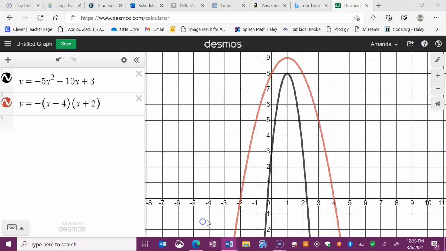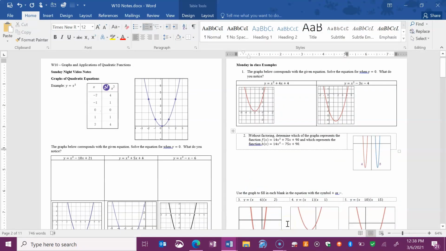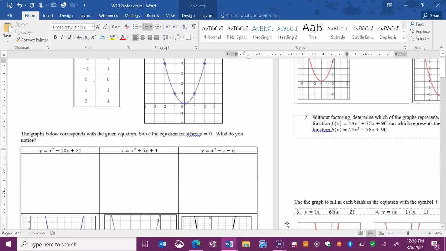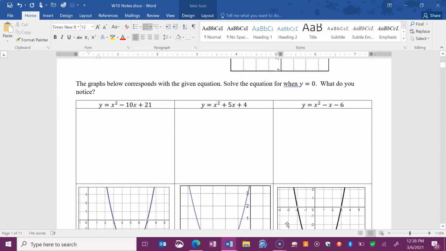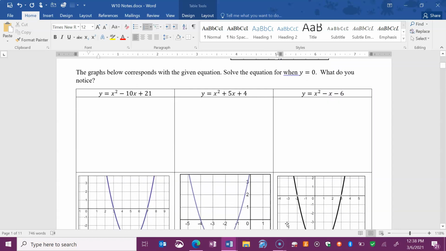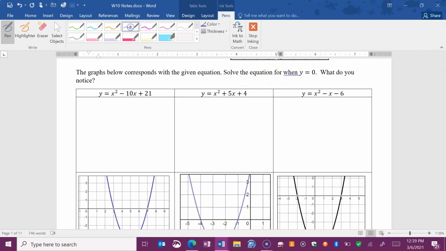So if we go back to our notes here, okay, just a picture of the quadratic. What we want to focus on here is we're going to solve these and try and figure out the relationship between when we solve an equation and the graph of the equation. So I'm going to go ahead and just solve all 3 of these. And we solve these by setting them equal to 0. So if you read the directions, it says solve the equation for when y is 0. So what I'm going to do is plug in 0 for y, and I'm going to solve this equation. Now remember, our goal is to set it equal to 0.